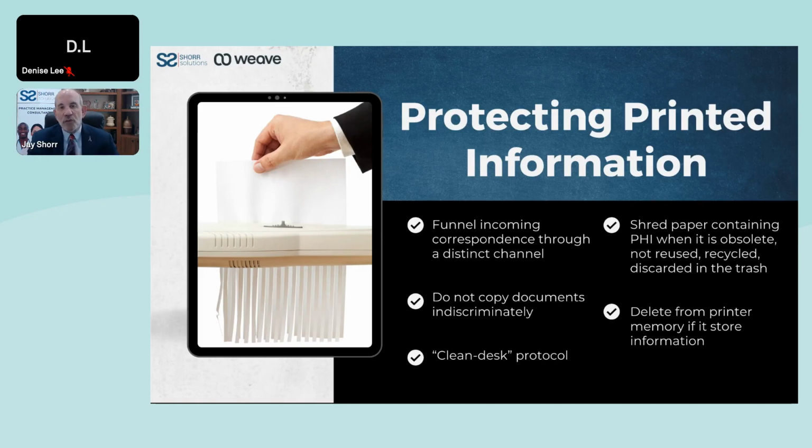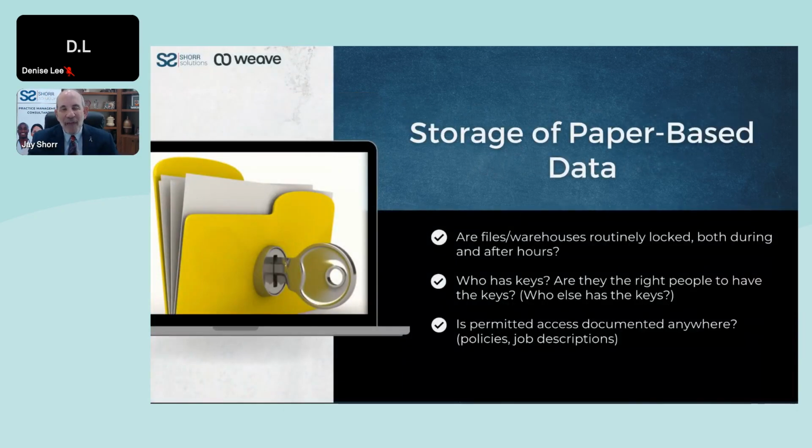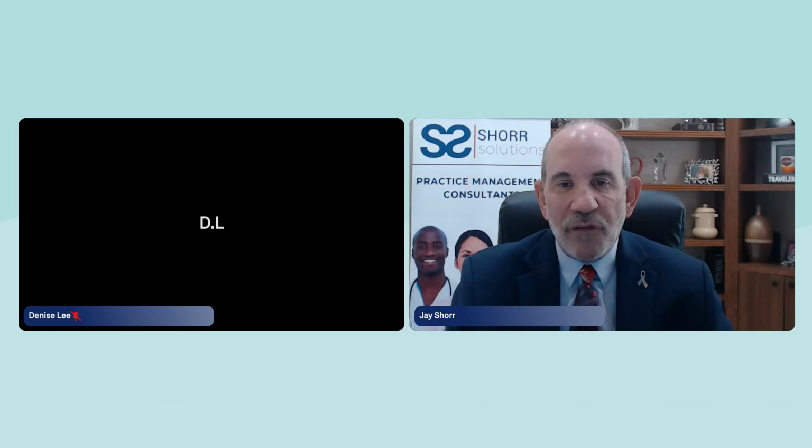Warehouse files should be routinely locked both during and after hours if you store paper charts. Who has the keys to these? Because there may be people there that have access to it. And are they the right people, those people that have those keys? And who else has that? Is permitted access to documents anywhere? Is there a policy? Is there a job description of what these people have? Are they allowed into these areas or not?